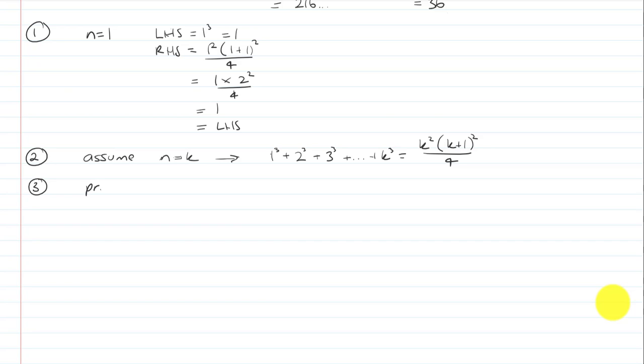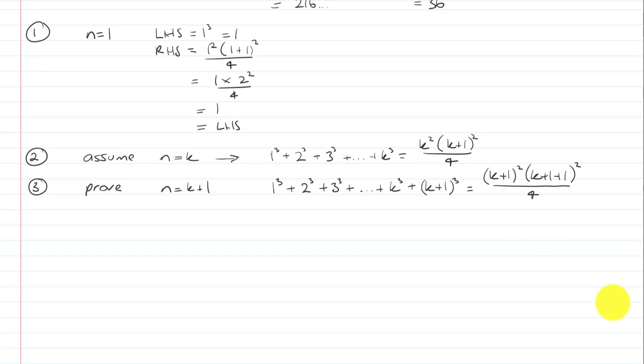So now I'm going to prove for n equals k plus 1. So I get 1 cubed plus 2 cubed plus 3 cubed plus ... Now I always leave my k cubed still here, and then I add my k plus 1 cubed, and this should be equal to (k plus 1) squared, (k plus 1 plus 1) squared over 4. And I know it doesn't matter, but in this case I'm going to be careful and use brackets again, just to make sure I don't make a mistake.